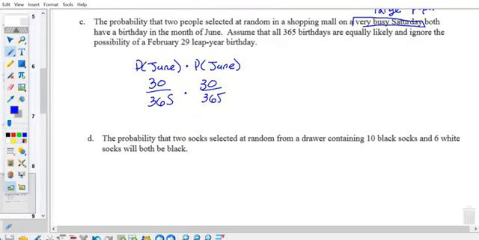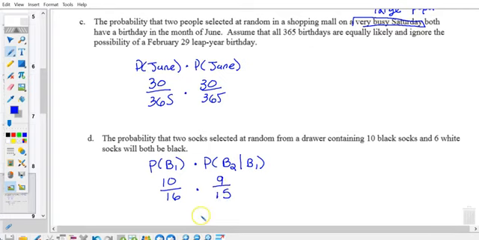The probability that 2 socks are selected at random from a drawer containing 10 black socks and 6 white socks. What's the probability they will both be black? All right, so that's the probability of getting a black first and the probability of getting a black second, given that I got a black first. So 10 out of 16 socks, but now there's only 9 black that remain out of 15 socks that remain.